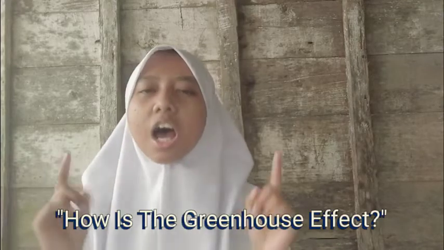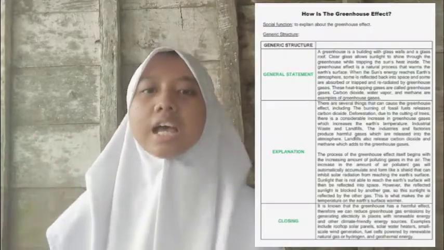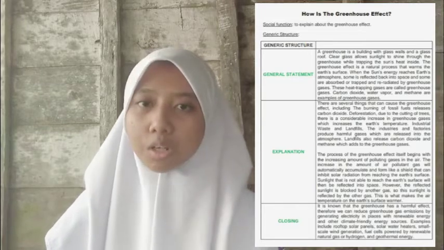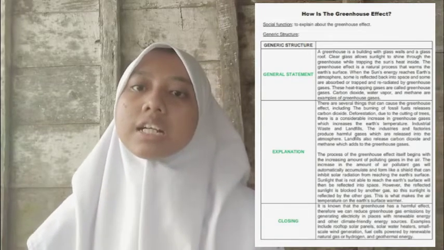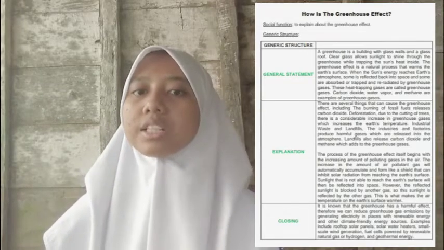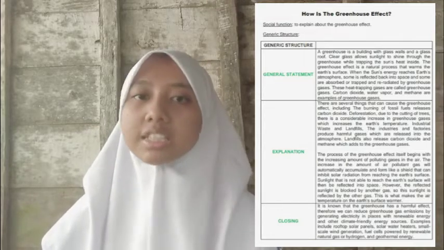Now, on this occasion, I would like to present my explanation text with the analysis of it. The title of my explanation text is How is the Greenhouse Effect? A greenhouse is a building with glass walls and a glass roof. Clear glass allows sunlight to shine through the greenhouse while trapping the sun's heat inside.